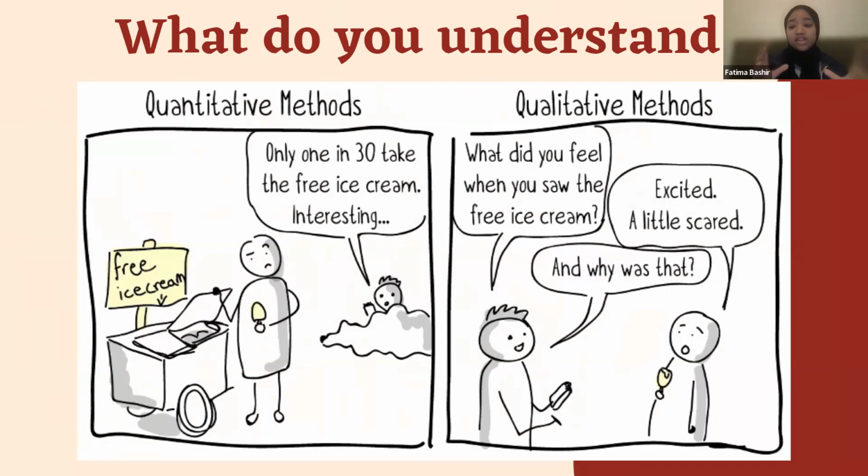I'm going to give you a little comic to understand more about the difference between quantitative and qualitative. Imagine this man is giving out free ice cream, and there's another person behind the bush trying to understand. There is only one inch can take the free ice cream. He's given us a particular number of people that can take the free ice cream. When he went to his friend to discuss what he felt about the free ice cream, his friend told him he's a little excited, he's a little scared. This differentiates between quantity, which means numbers, and quality, which means the feelings, the emotions, the expressions that were given when they saw the free ice cream. So this is the difference between qualitative and quantitative.